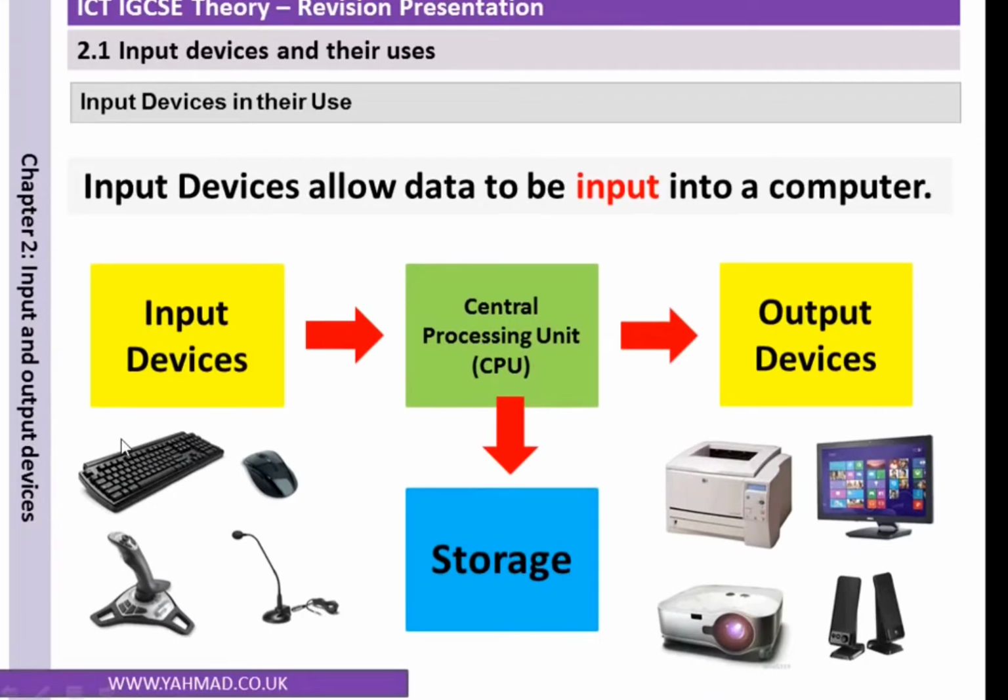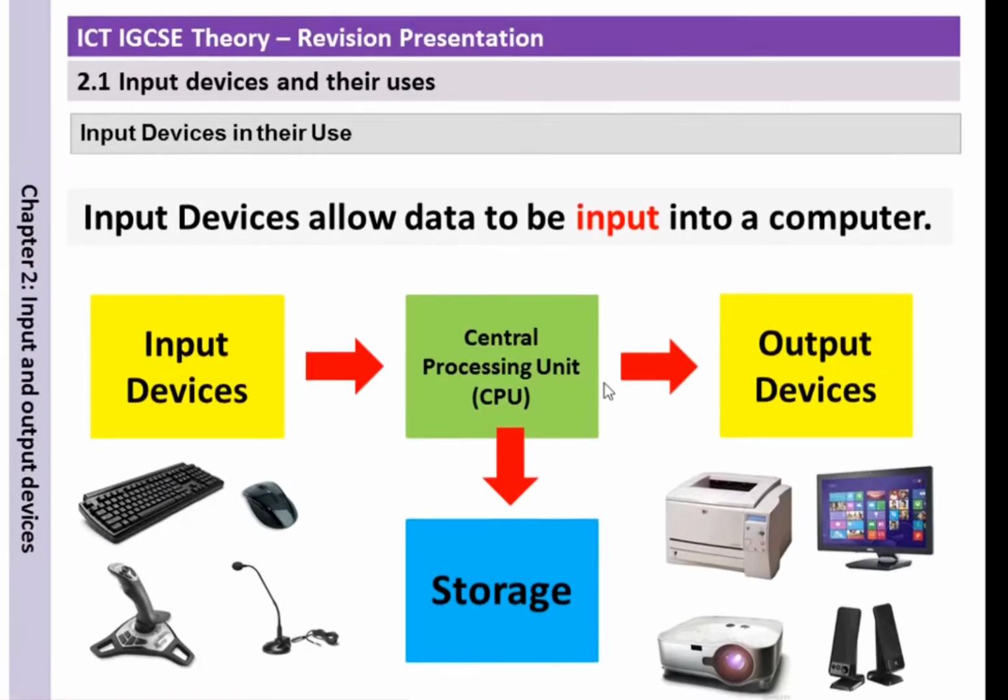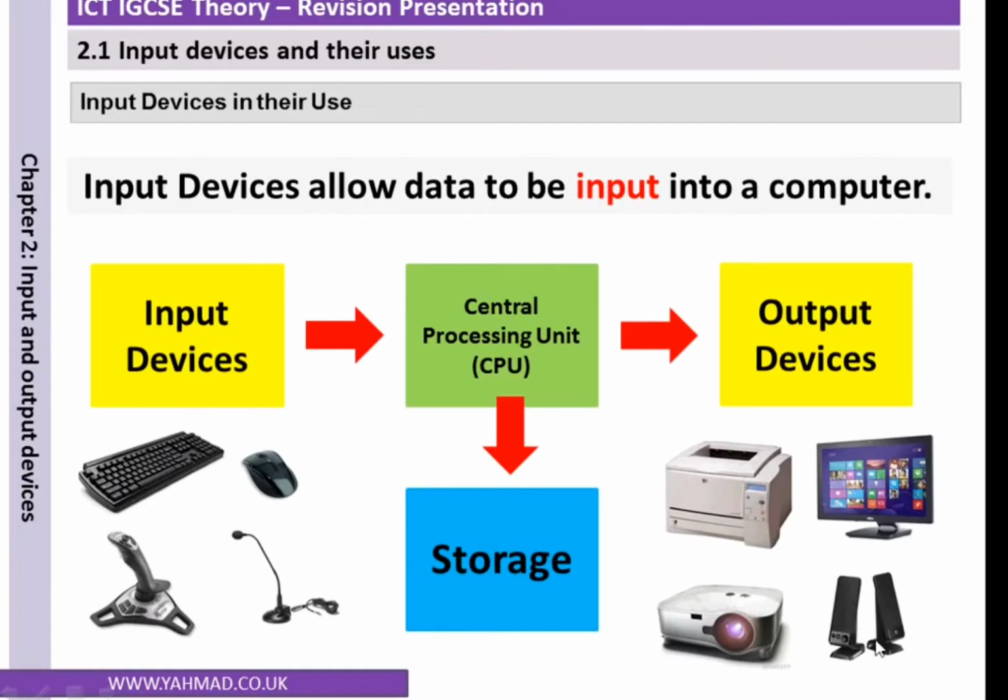Examples of input devices are a keyboard, maybe you want to write text into a word processor. Mouse to control a cursor, the pointer on the screen. Joystick, perhaps you're playing a computer game and you want to control a computer character. A microphone to record audio into a computer system. So the information will be processed and then the information may be outputted either onto speakers if it's audio, printed, outputted onto a screen, monitor, or projected as well.